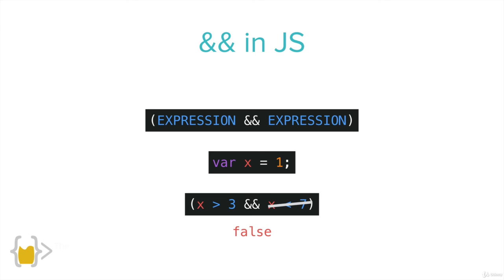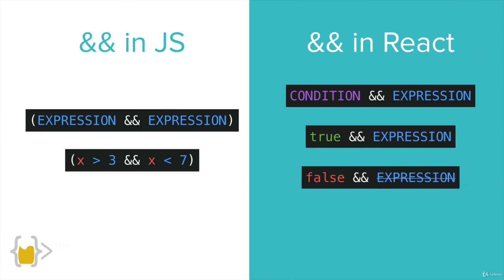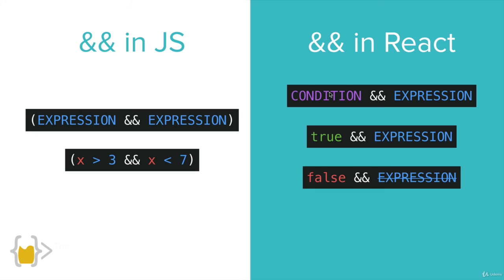So a lot of React code leverages this fact, and we end up with something that looks like this. On the left-hand side, we can have a condition, and then we have the two ampersands for the AND operator. And then on the right-hand side, we have an expression which will be evaluated as long as the condition is true. But if the condition was false, then it's not going to evaluate the right-hand side at all. So it's not going to be carried out.